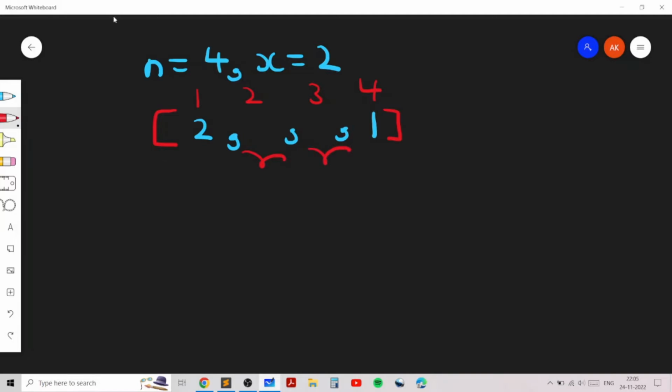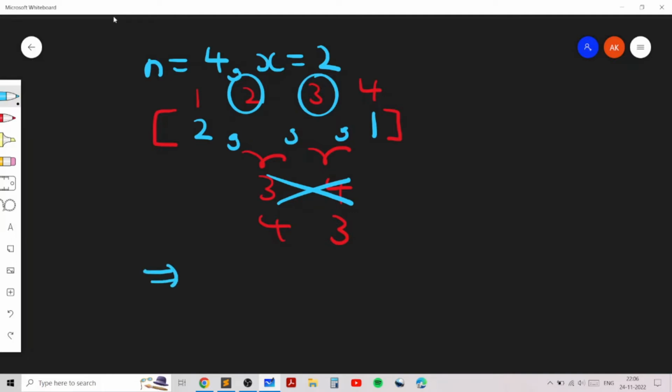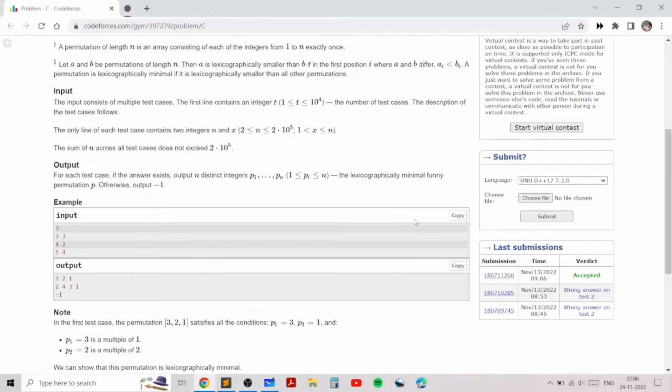There are obviously only two possibilities, 3 and 4 or 4 and 3. So 4 and 3 doesn't work because 2 does not divide 3 and 3 does not divide 4. So we need to ensure that 2 divides 4 and 3 divides 3. That's why the only possibility is 2, 4, 3, 1. This is the only possible array, and this is also the minimum array. And that's why we print 2, 4, 3, 1.